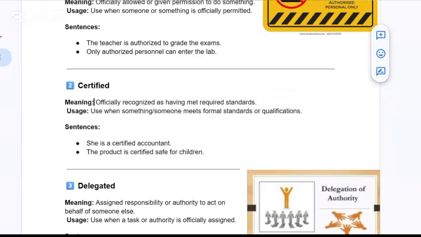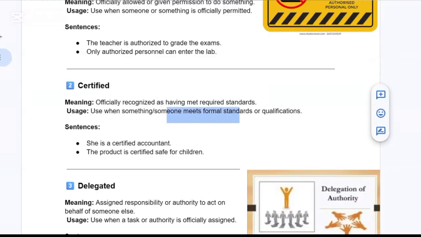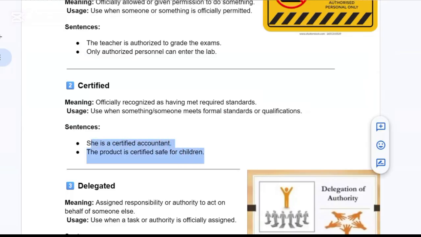Certified: officially recognized as having met required standards. Used when something or someone meets formal standards or qualifications. For example, she is a certified accountant. The product is certified safe for children.